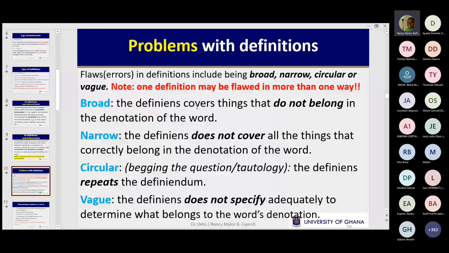How do you do that? Look at it very well. I say a woman is a human being. So I'm saying you don't know woman, look at human being. Brothers and sisters in the Lord, all the brothers will be called women by this definition because it's too broad. You have opened the set so much by your definition to bring in members that do not belong to the denotation of this word. Okay, so broad and narrow, that's how you see it.